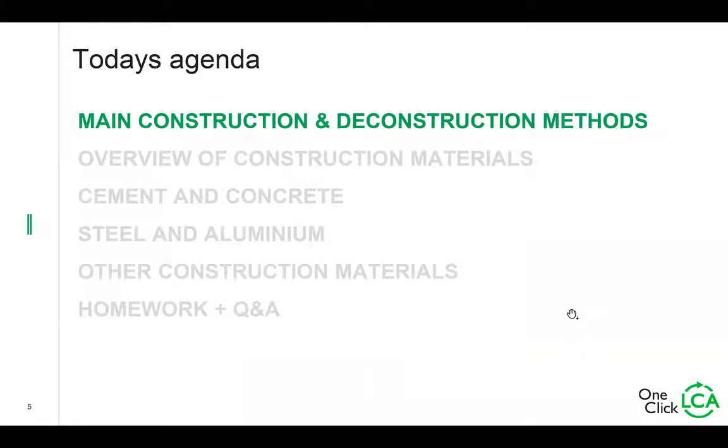Today's agenda is split into 6 parts. I will start by talking about main construction and deconstruction methods. After this, I will give an overview of construction materials, all of them. And after that, I will dive separately into cement and concrete, and then steel and aluminium. These are the 2 main construction materials by climate impact. And then in the next section, we will discuss all the other main construction materials.